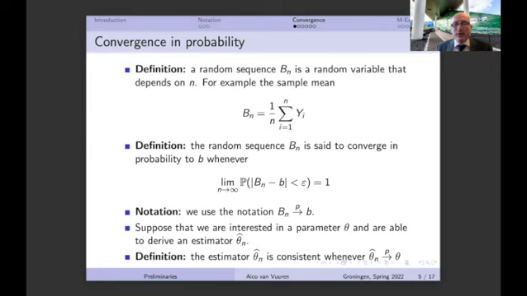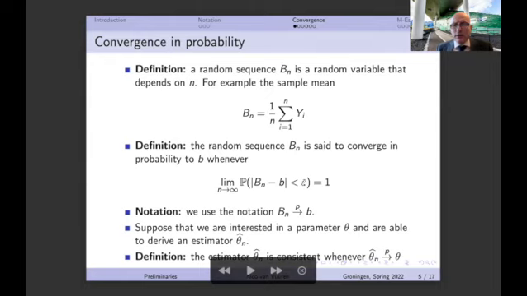However, what we can do is talk about the probability. We can look at the probability, so this is not just talking about the difference, but about the probability of the difference that we have over here. Convergence in probability means that we look at the probability that Bn minus b is smaller than some epsilon.